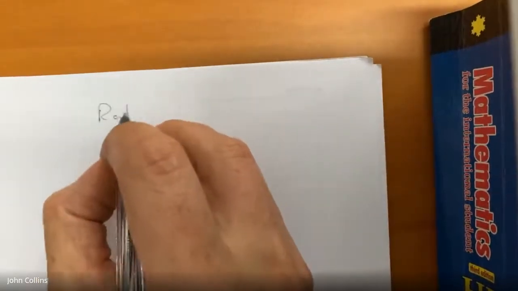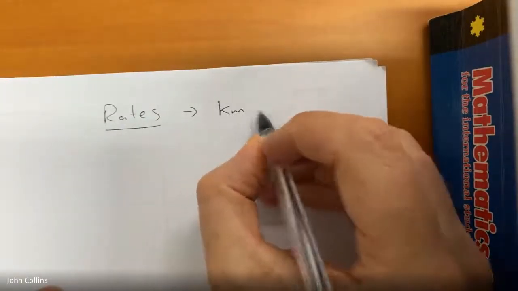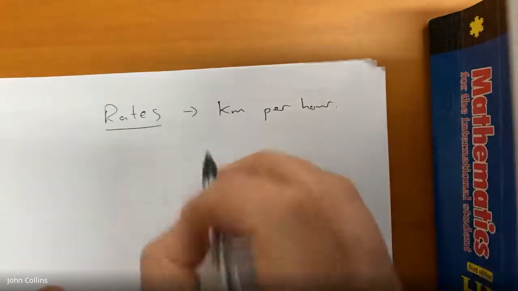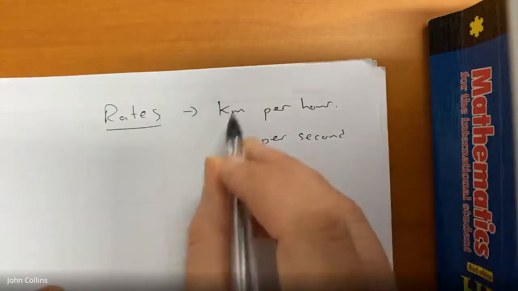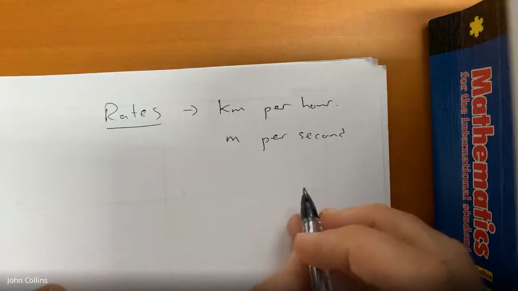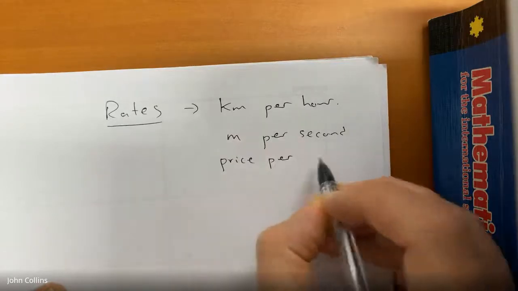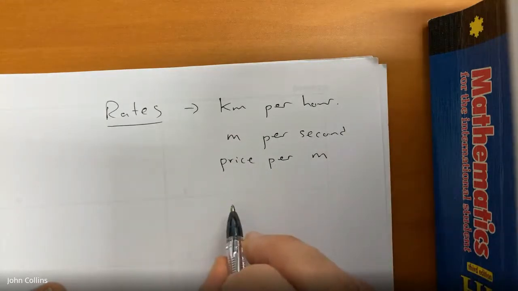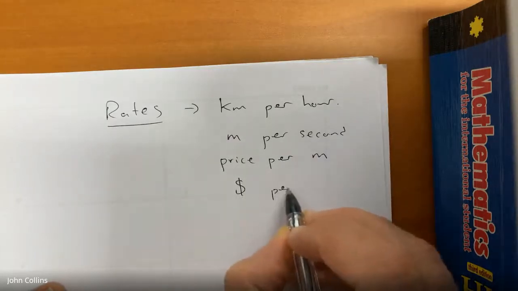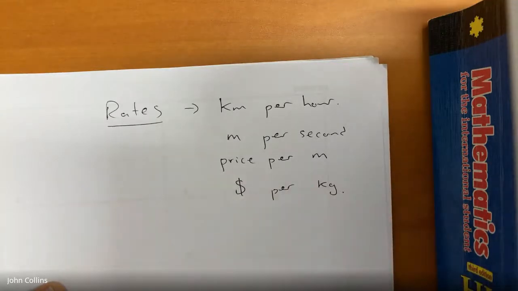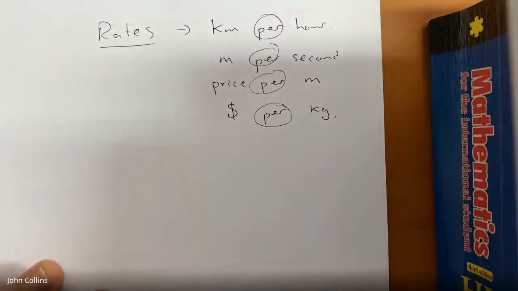So rates in everyday life, perhaps the most obvious, or almost obvious example is maybe kilometers per hour, or meters per second. So I'm using shorthand m for meters, km for kilometers. So you could also get maybe price per meter. So maybe you're buying some material and you get the price per meter, or a price per weight. Maybe it's dollars per kilogram, which we kind of looked at in the last example. It's all this per. This word is used a lot in rates.